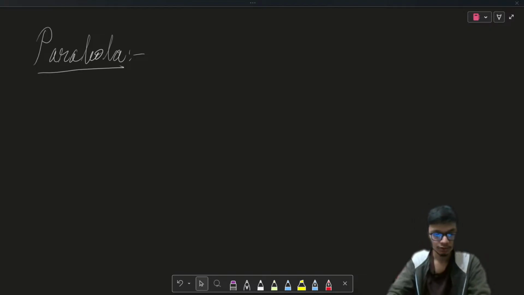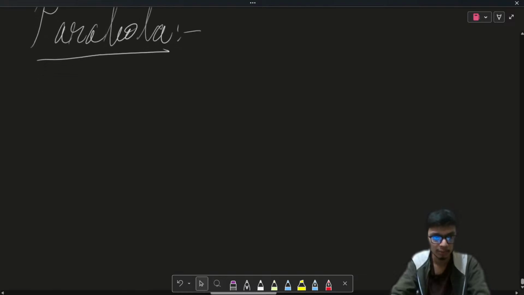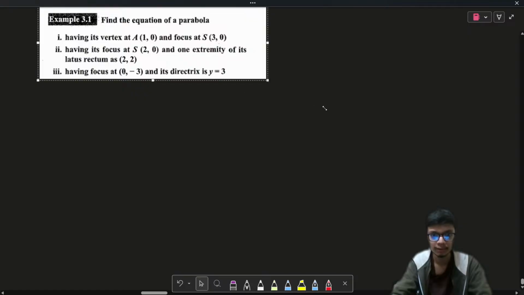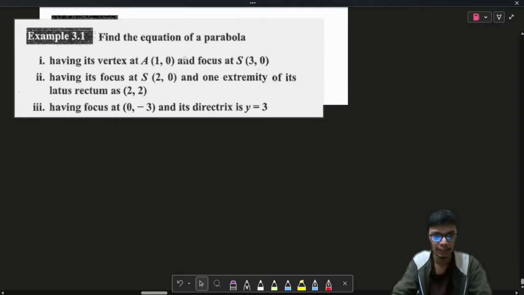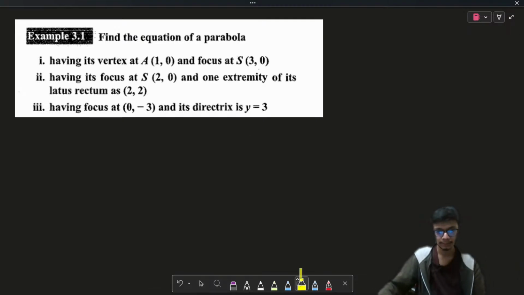So let us begin our class with a small recap of the previous topics using a simple problem. The question is on the screen. Let us try to understand what this question is trying to solve. It is asking us to find the equation of the parabola which has its vertex at point A, given as 1, 0, and the focus at 3, 0.